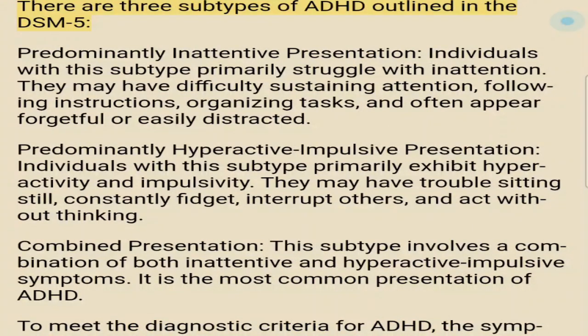There are 3 subtypes of ADHD outlined in the DSM-5. Predominantly inattentive presentation. Individuals with this subtype primarily struggle with inattention. They may have difficulty sustaining attention, following instructions, organizing tasks, and often appear forgetful or easily distracted. Predominantly hyperactive-impulsive presentation. Individuals with this subtype primarily exhibit hyperactivity and impulsivity. They may have trouble sitting still, constantly fidget, interrupt others, and act without thinking. Combined presentation. This subtype involves a combination of both inattentive and hyperactive-impulsive symptoms. It is the most common presentation of ADHD.